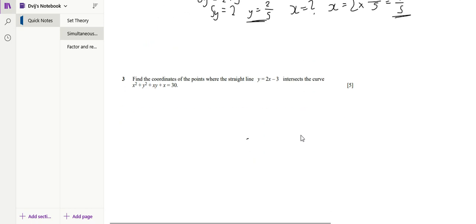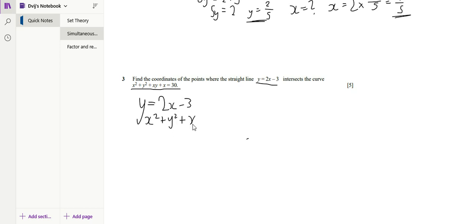Now the next question is actually pretty straightforward. It's asking us to find the intersection of y is equal to 2x minus 3 and x squared plus y squared plus xy plus x is equal to 30. Yeah, this one's a bit of a complicated equation, but that's the good thing about simultaneous equations. You don't have to actually think about what the curve looks like, because you know that at the intersection point they're going to have the same x coordinates and the same y coordinates. And actually this question does us a huge favor by just giving us y is equal to 2x minus 3 as our first equation. And even though our second equation is super complicated, solving this shouldn't be a huge issue.